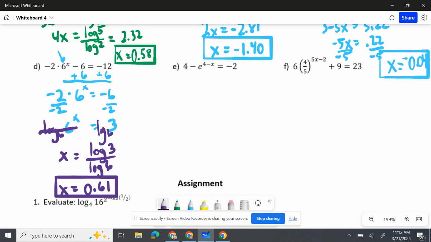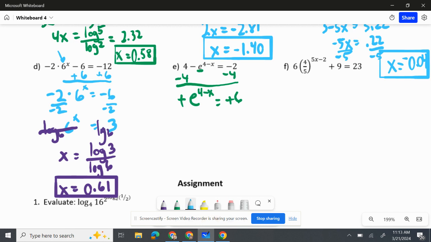So for letter E, I'm going to do the same thing. I want to get the base by itself. In this case, the base is e. So I'm looking at the number e. I want to get that by itself, so I subtract the 4. I get negative e to the 4 minus x is equal to negative 6. I multiply each side by negative 1 or divide by negative 1, however you prefer.